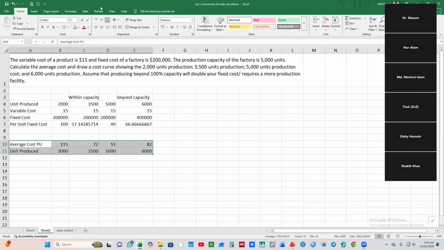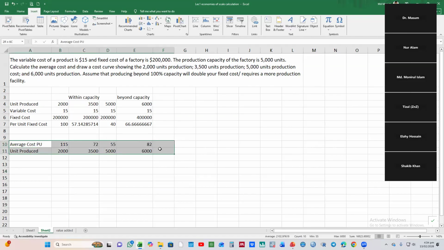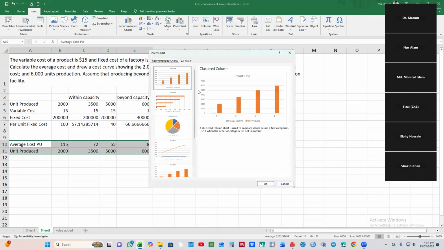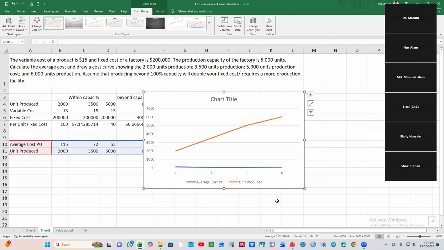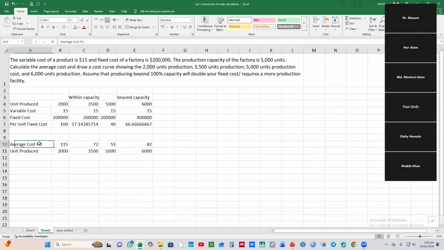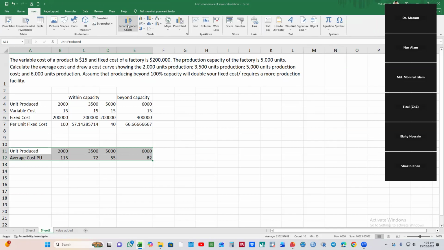So if you draw a curve, what will happen? You select this data and go to recommended chart. It can be a scatter diagram, it should be a line diagram. Units, average cost and units produced. Insert recommended chart.